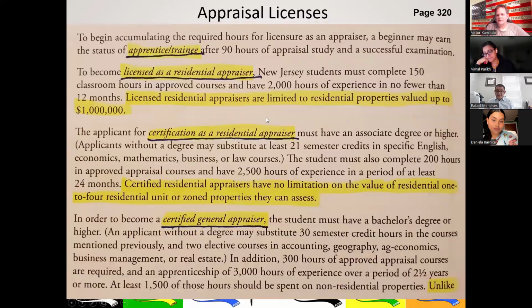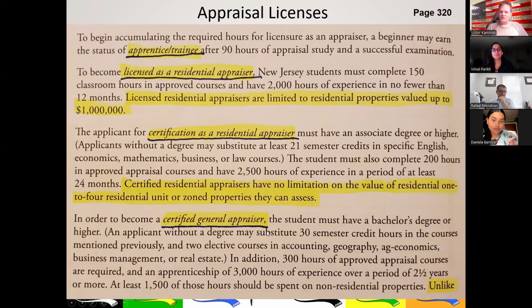So once again, this is a slide we already went over at the beginning of this chapter, right? You got to start off as an apprentice trainee, then you could graduate up to a licensed residential appraiser who can only appraise residential properties up to $1 million, but not over $1 million. Certified residential appraiser can appraise any value residential property. Correct. And what is considered residential is 1 to 4 units. Anything more than 4 units is commercial.